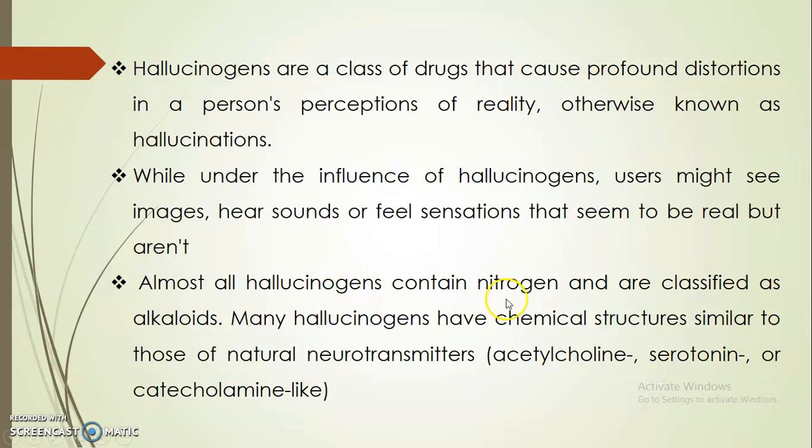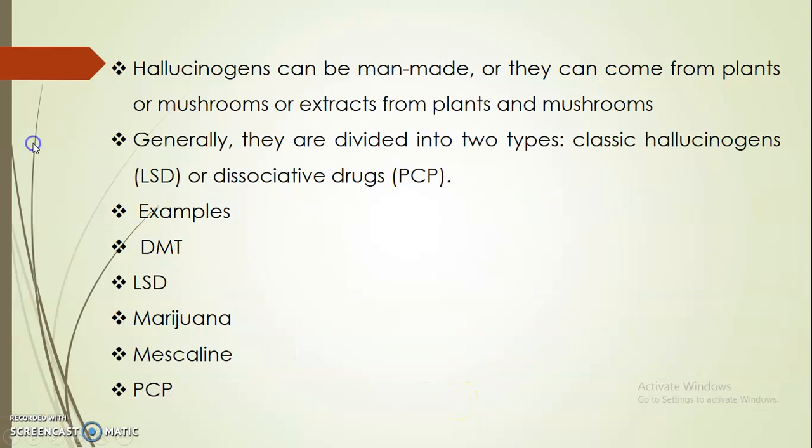Almost all hallucinogens contain nitrogen and are classified as alkaloids. Many hallucinogens have chemical structures similar to those of the natural neurotransmitters acetylcholine, serotonin, or catecholamine. Examples of hallucinogens are LSD and DMT, marijuana, mescaline, and PCP.